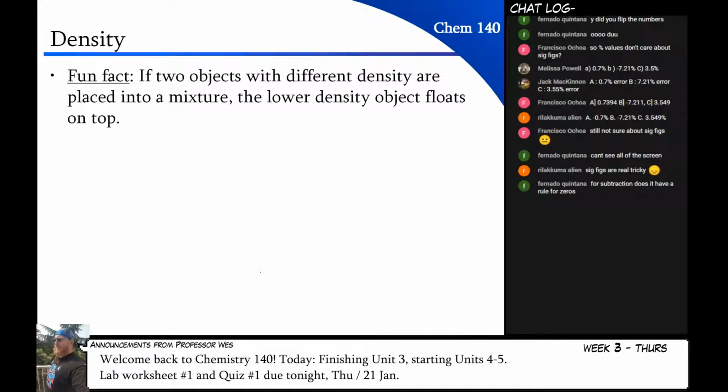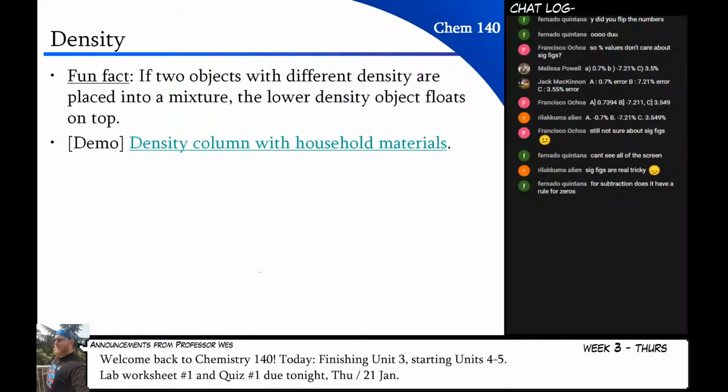All right. Now, I'm going to show you a density column here, but the way that density physically manifests itself when substances with different densities are mixed together: if 2 objects are insoluble in one another, and they have different densities, the lower density object will float to the top, and the higher density object will sink to the bottom.